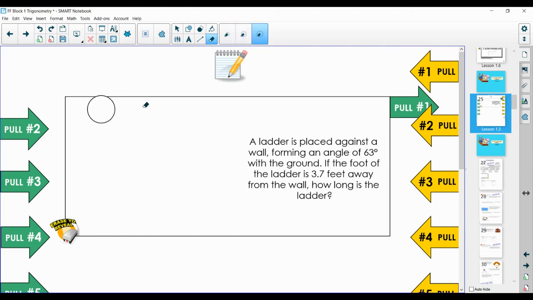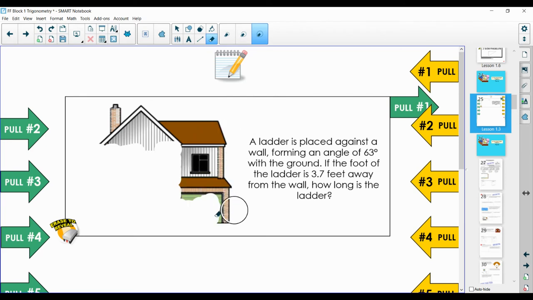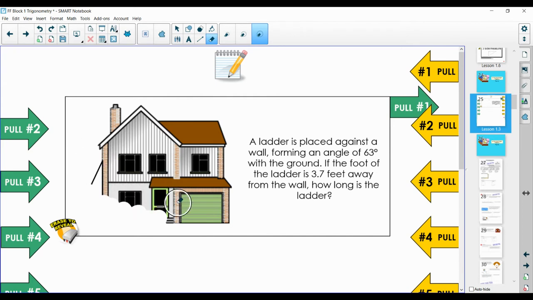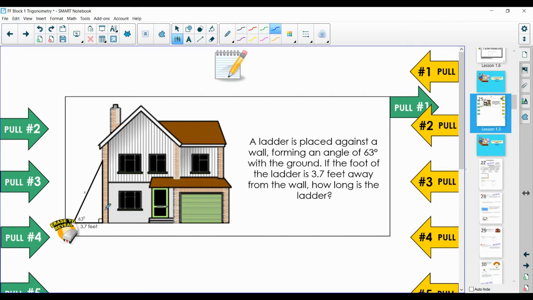All right, now once again, as I draw my diagrams, I've used some clip art just because I've got the computer here and I make it look a little fancier. But when you're drawing your diagrams, ultimately, I don't care about the house or how fancy your house is or even that you draw a house. I just want to see this triangle. And so you would have drawn a triangle here that showed that the angle between the ground and the ladder was 63 degrees. And you would have shown that the distance between the ladder and the house was 3.7 feet, and the length of the ladder as our unknown is x.